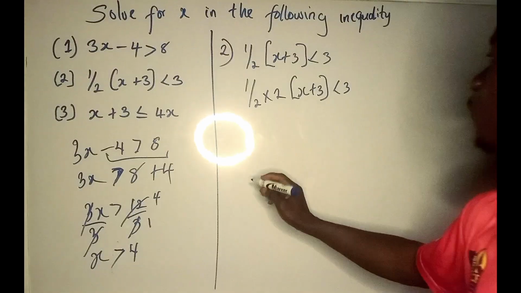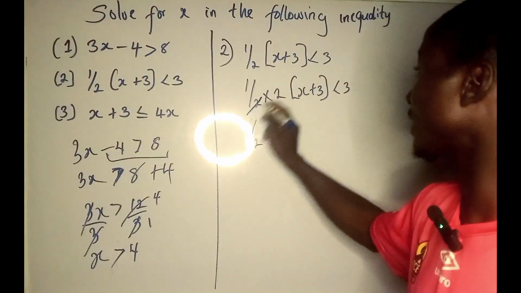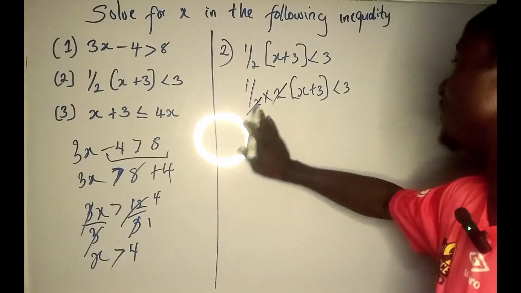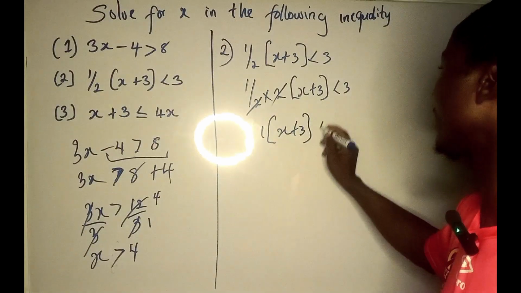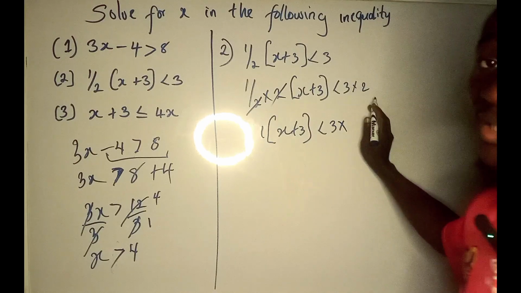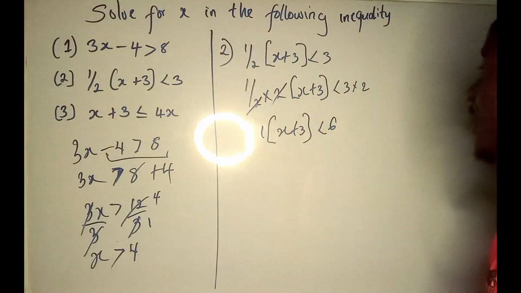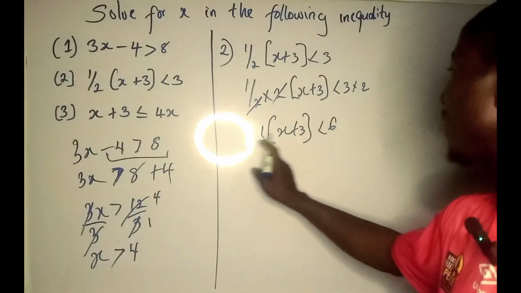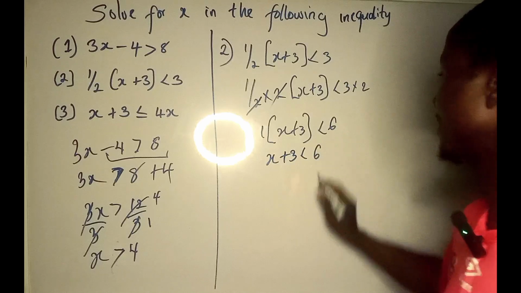Okay, now we can say 1 over 2, 2 can cancel out 2, right? So you are left with 1 multiply x plus 3, close the bracket, less than 3 times 2. So 3 times 2 gives us 6. Let us open this bracket with 1. 1 multiply x gives us x plus 3 less than 6.